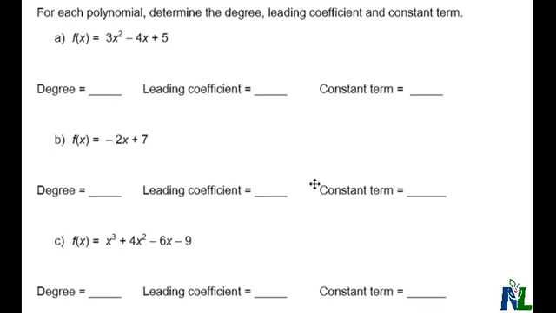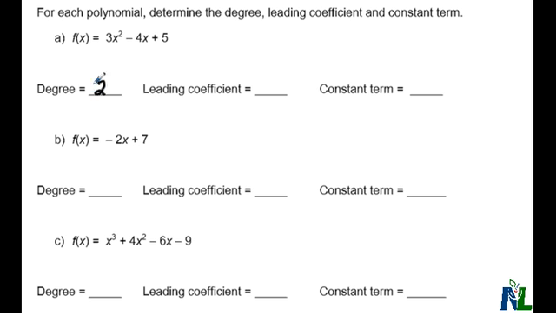In this example, we'll be looking at several functions to determine their degree, leading coefficient, and constant term. So if we look at our first function, f of x equals 3x squared minus 4x plus 5. When we're trying to determine the degree, we want to look for the highest power of our variable in the three terms we have here. So you see we have a 3x squared. So that would mean the degree of this polynomial would be 2.